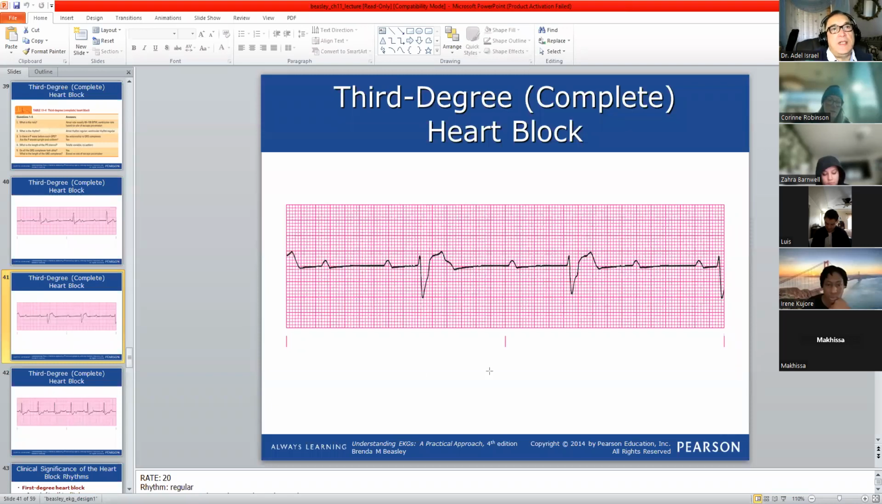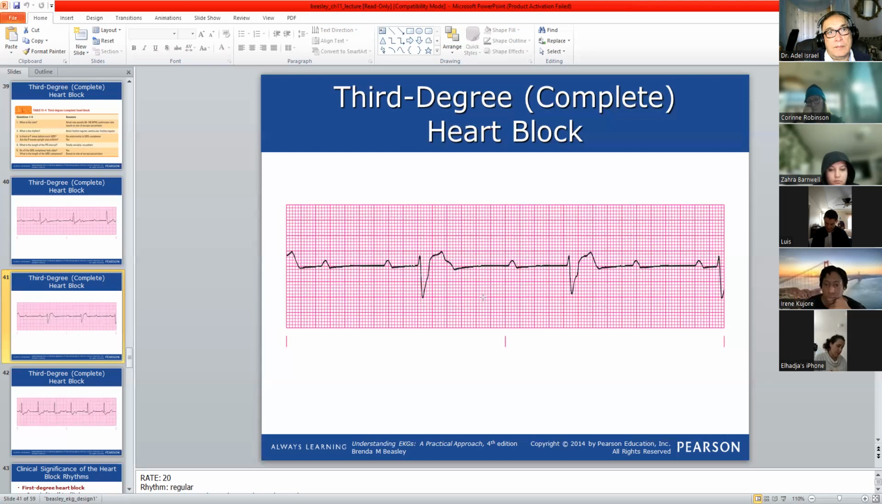What is the heart rate here? 20 beats per minute? 20? 30. We have here, look to this one. So we have the heart rate is 30. Keep going, Al-Hajj. There is two P's after QRS, before QRS. QRS here is wide.